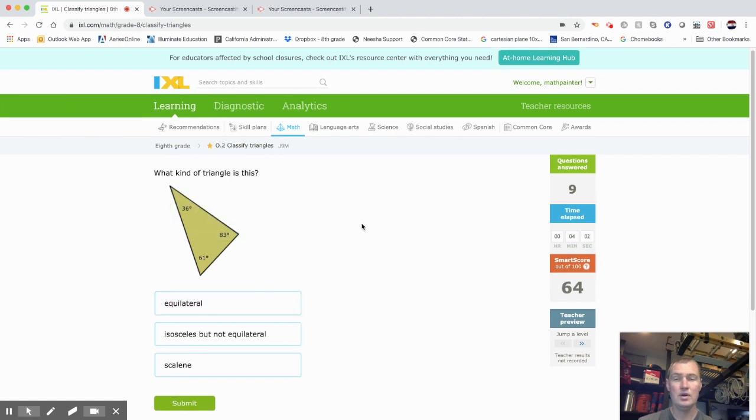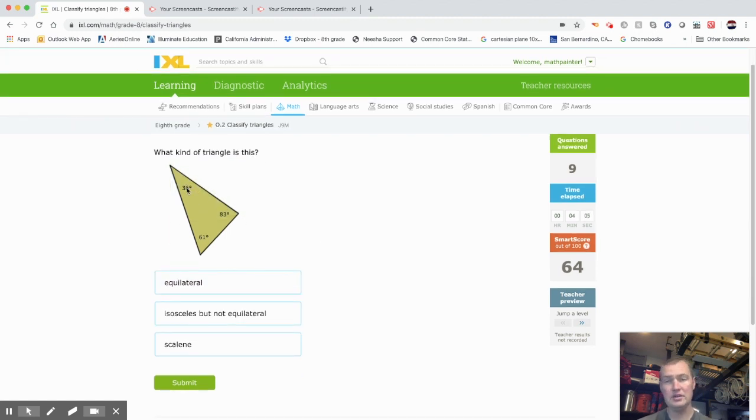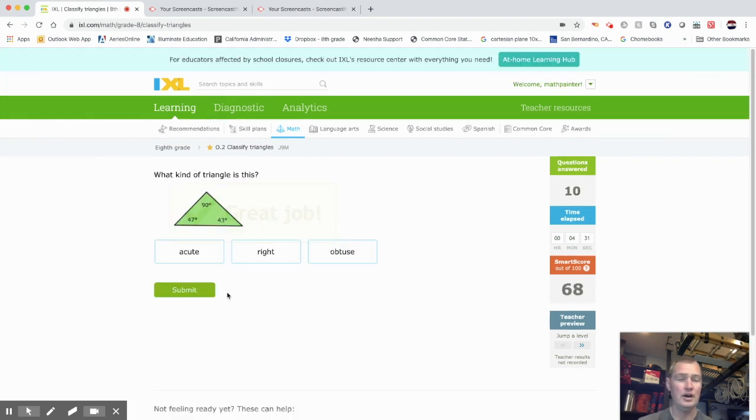What kind of triangle is this beautiful thing right here? We got a 36, an 83, a 61. Equilateral is not an option because all 3 sides are not the same. Isosceles means that 2 of the sides are the same. Definitely not, all 3 sides are different, so this has to be a scalene triangle. When the angles are all different, that tells you the sides will be all different as well. All right, 68 points. What kind of triangle is this? We have a 90-degree angle. This is a right triangle.